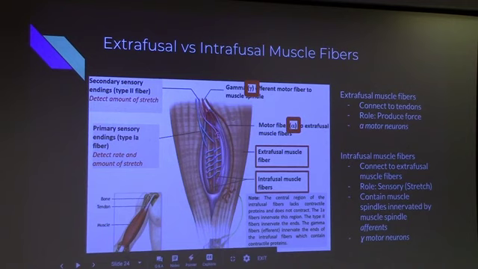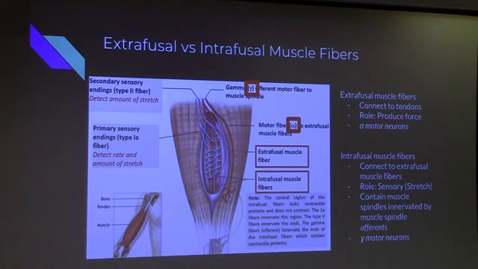And then this right here, this opening, is the muscle spindle, which contains various intrafusal muscle fibers. What you're seeing, these 2 guys right here, those are intrafusal muscle fibers. They connect to the extrafusal muscle fibers to detect the stretch that's currently taking place in the extrafusal muscle fiber. They have a sensory role, to sense what's happening in the extrafusal muscle fiber.